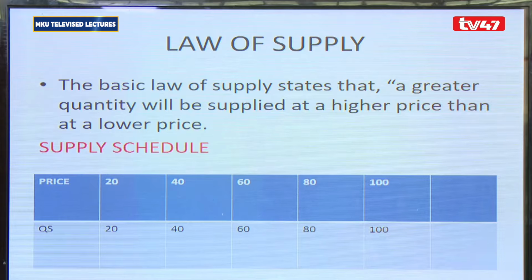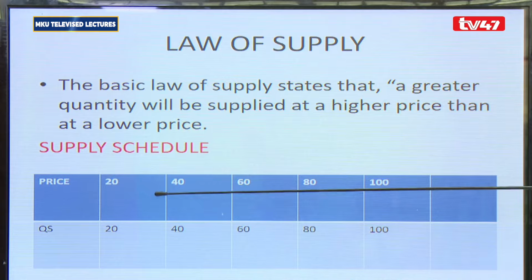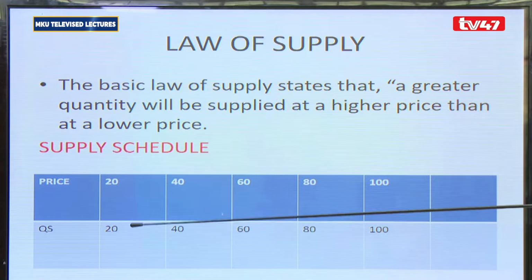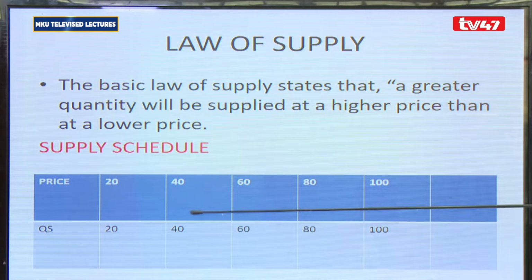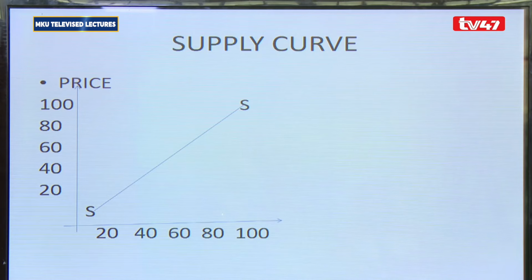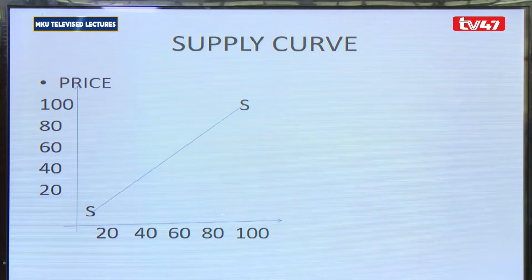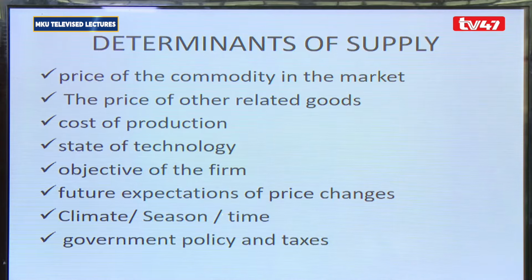So we can demonstrate this through the supply schedule, as I've said. The price is increasing from 20 to 40 to 60 to 80 to 100. Meanwhile, because of that increase, the quantity supplied is also increasing from 20 to 40 all the way to 100. We can demonstrate that through what we call the supply curve. In the supply curve, it moves upwards from the left to the right. It shows the relationship: as the price increases, supply also increases.